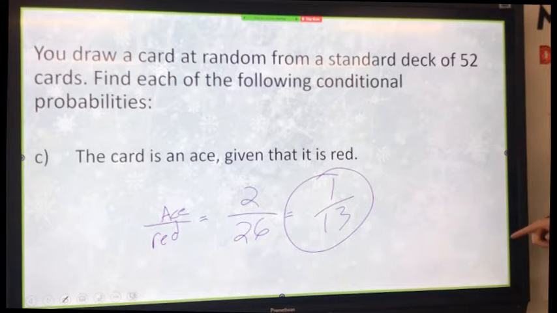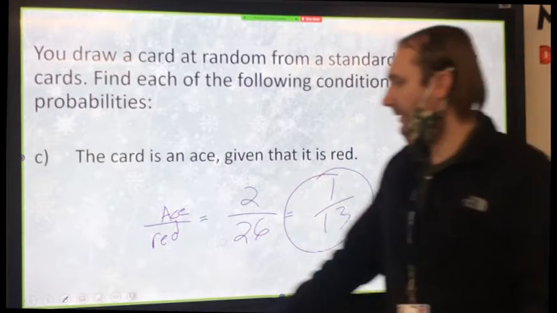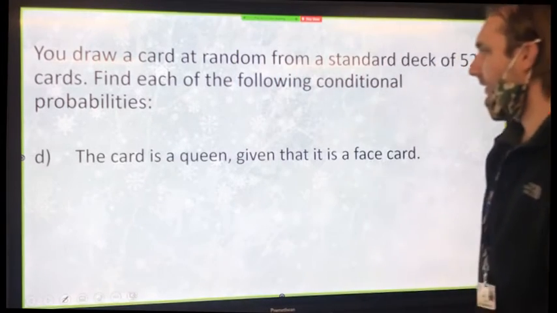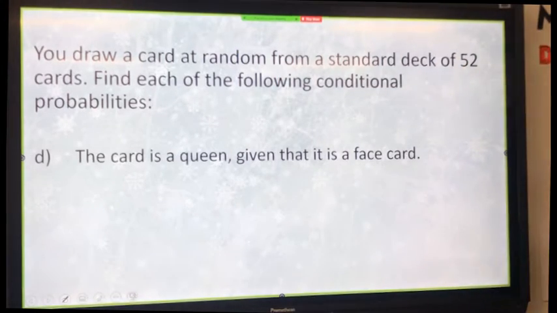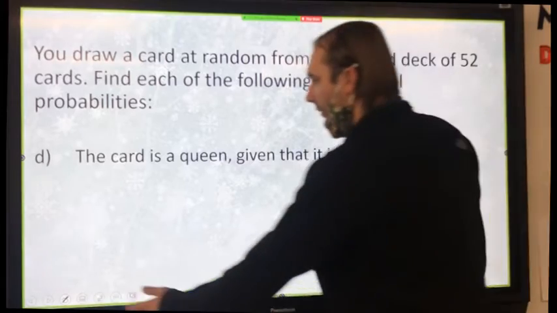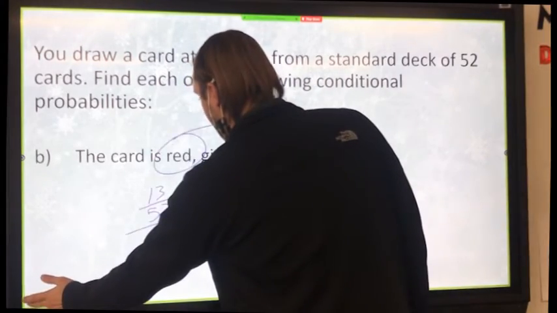Everybody with me so far? Okay. Again, we've kind of done this already. We've just given a name to it, conditional probability. The card is a queen, given that it is a face card. The card is a queen, given it is a face card.